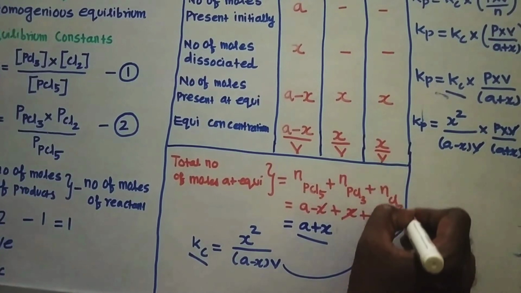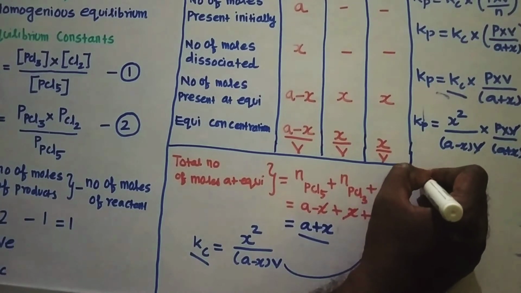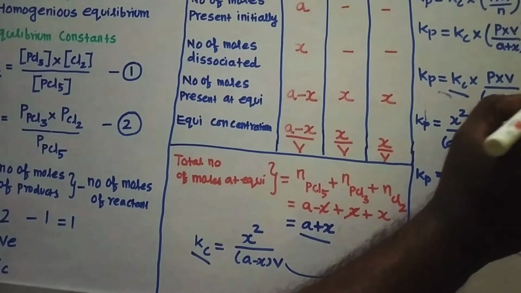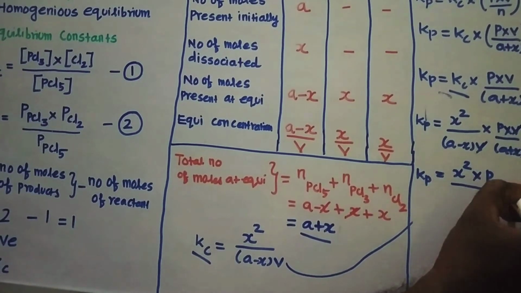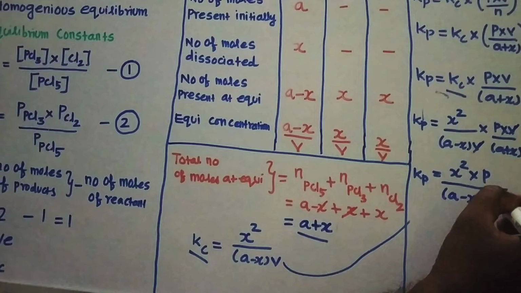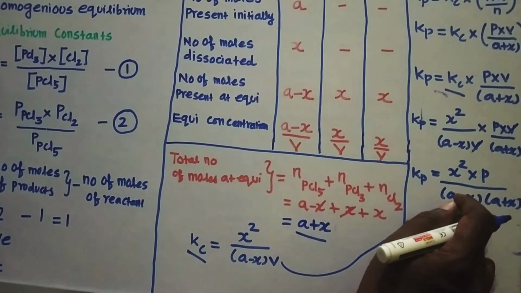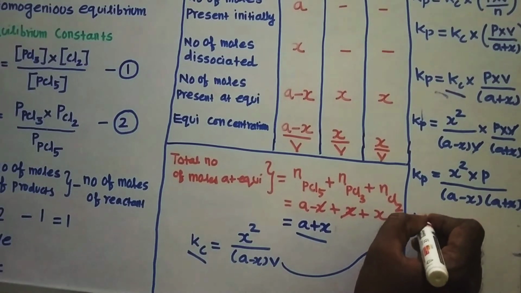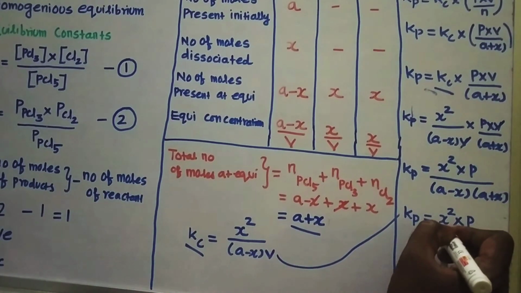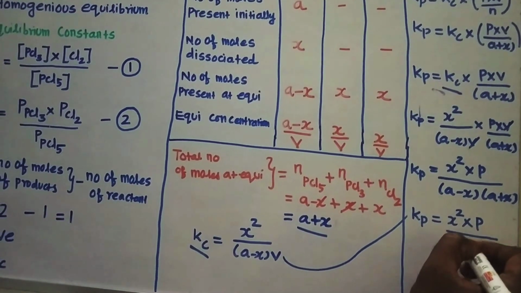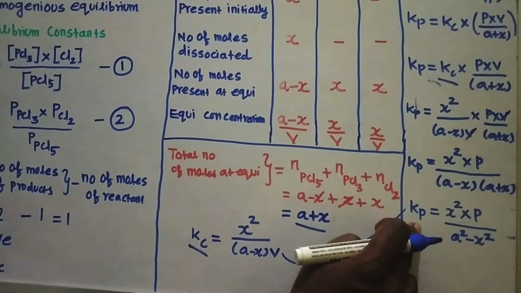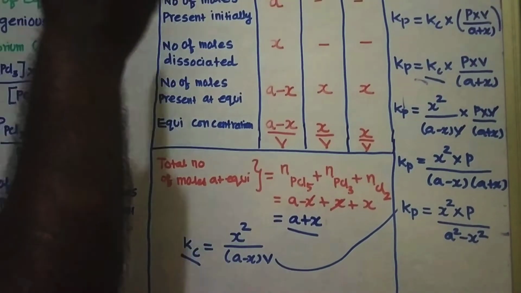It becomes Kp is equal to X squared into P, divided by (A minus X) into (A plus X). So if A minus X is multiplied with A plus X, it becomes A squared minus X squared. Kp is equal to X squared into P divided by A squared minus X squared. So this is the value of Kp for the PCl5 decomposition.